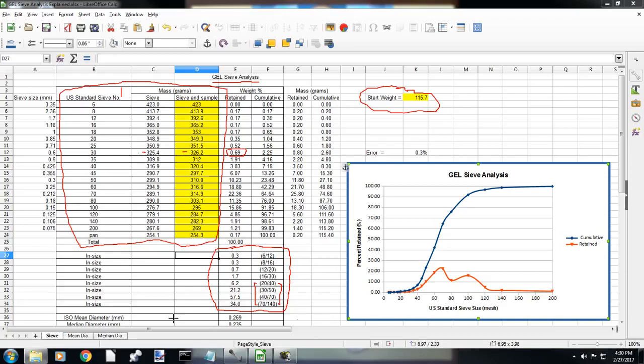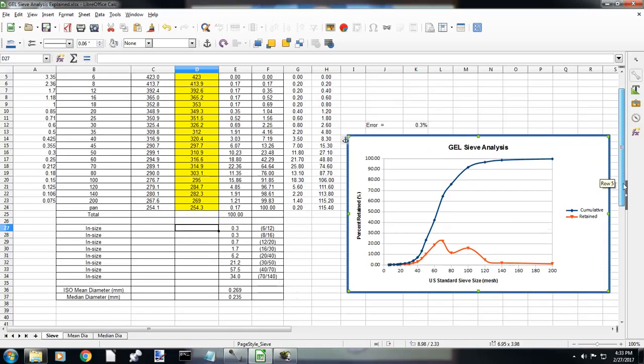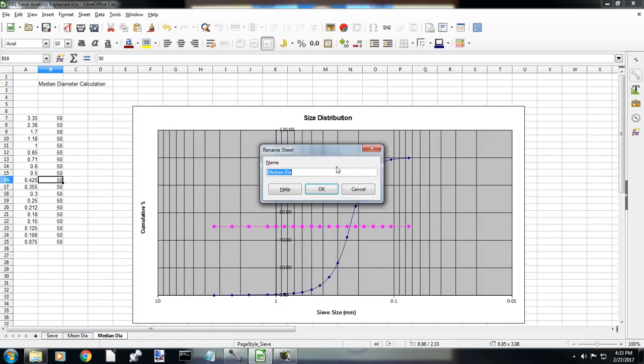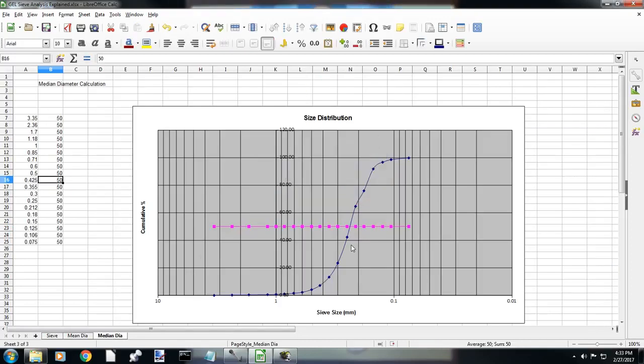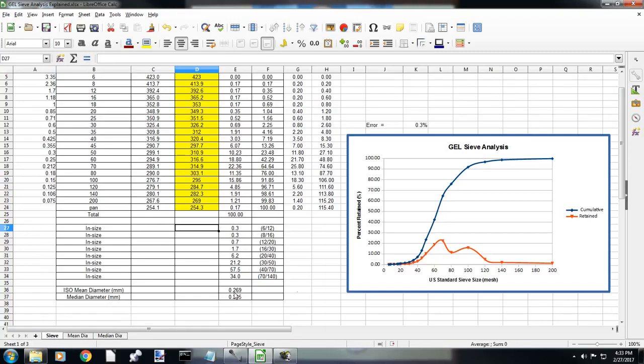Now, down here, you have a mean diameter, and the mean is basically thought of as the average. And then there's a median diameter, and the median diameter is the center of the distribution. I'm going to click down here on median diameter because we have a different spreadsheet for that. And what that does is it shows the spread, and we take this spot where the two lines meet, and that is your median diameter for the sieve analysis.